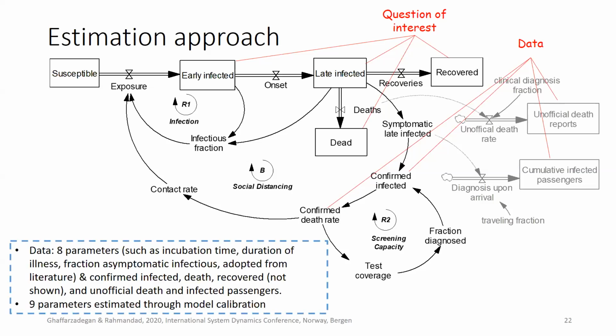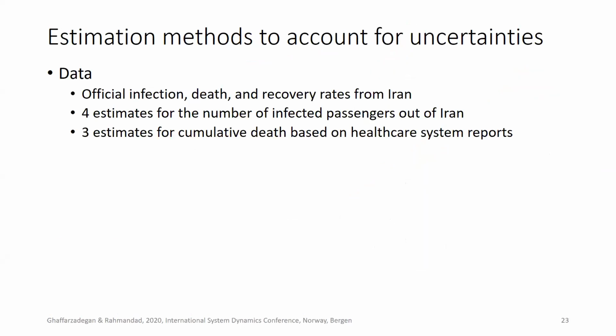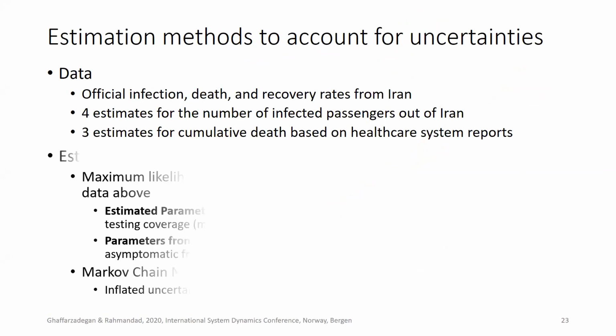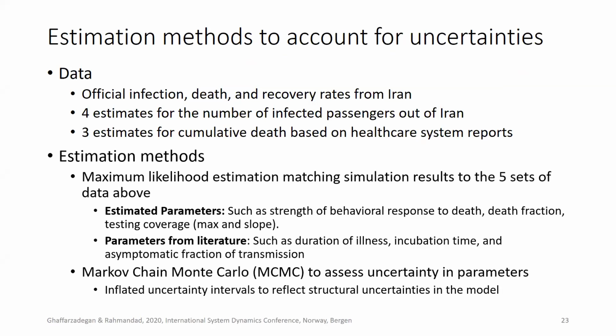We take parameters from published papers and put all these together, so we have 9 parameters that we need to estimate from model calibration. So we use these data sources, adding those estimates from passengers, infected passengers, and cumulative death of healthcare system report. We use maximum likelihood estimations, and based on Markov chain Monte Carlo, we assess uncertainties in our parameters.